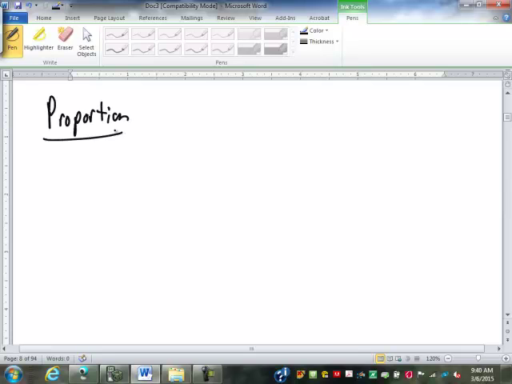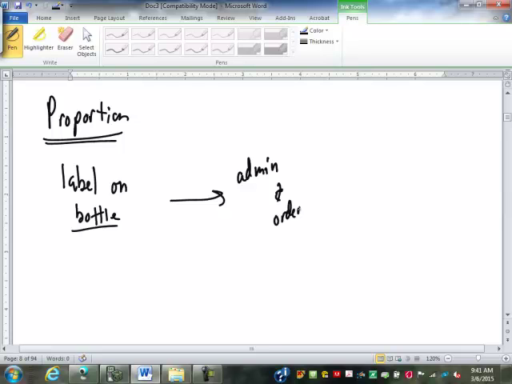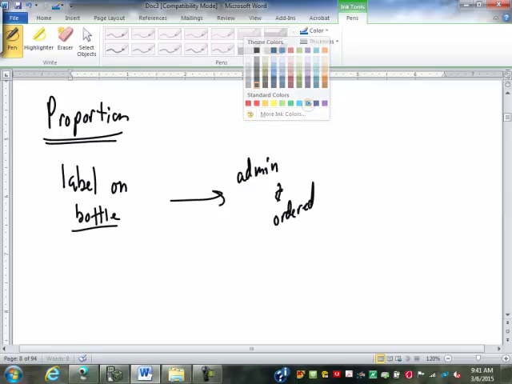The second method I'm going to show you is a proportion method. In the proportion method, we take the desired dose, or the dose that we want to deliver to the patient, and we find it from the label on the bottle. So we take the label on the bottle, and we are going to compare it to the administered dose and the ordered dose. Let me show you what I mean.